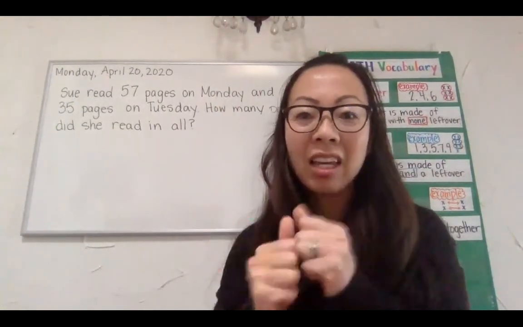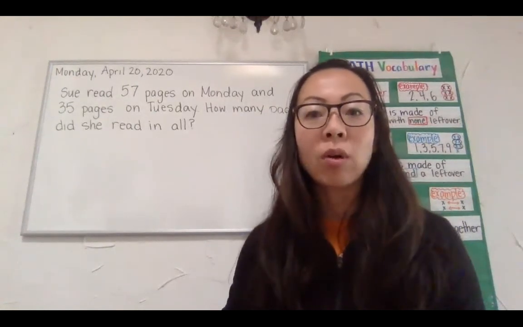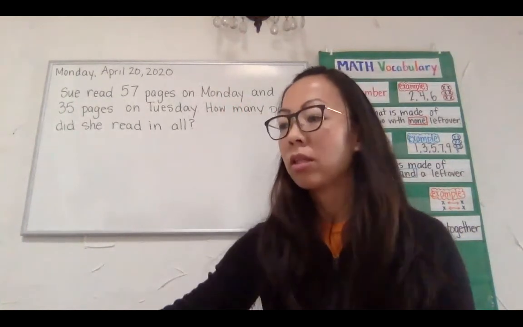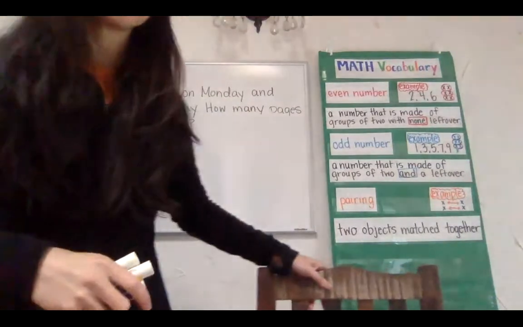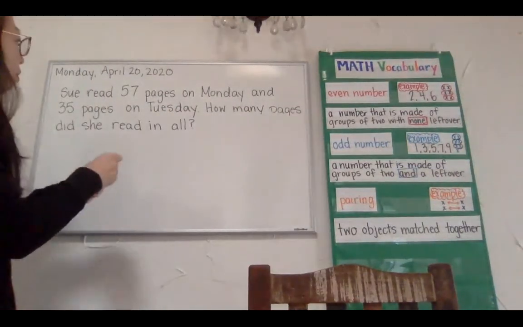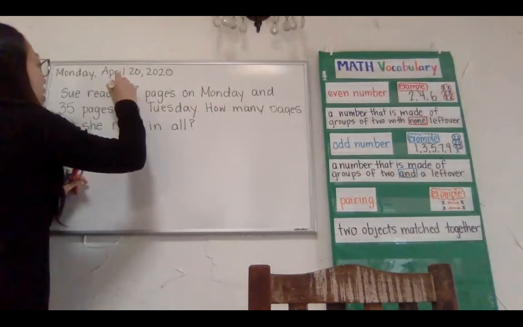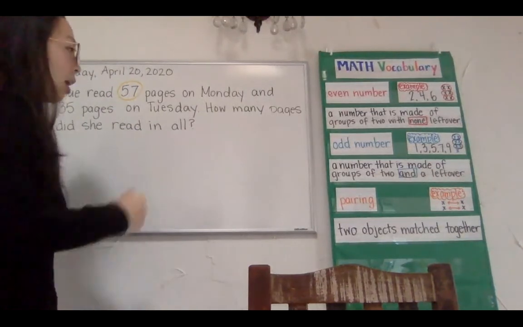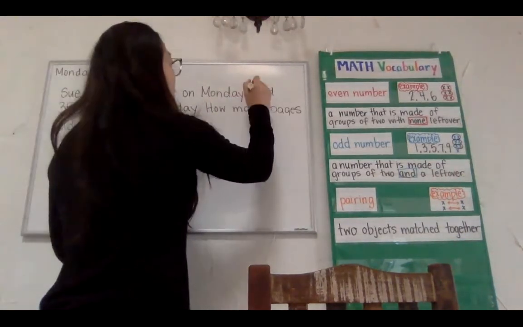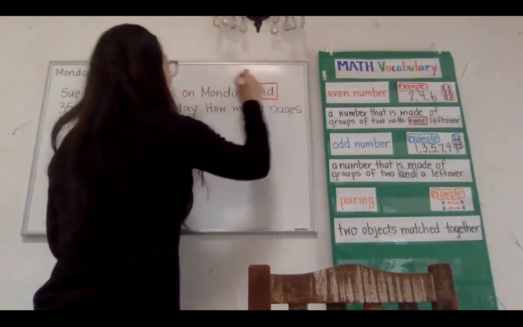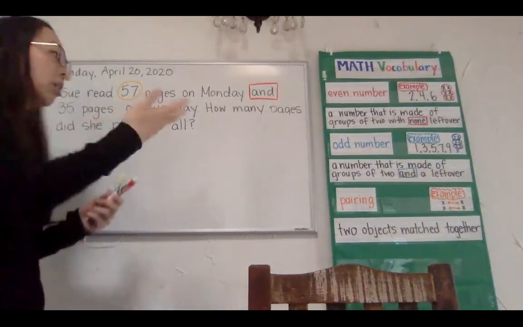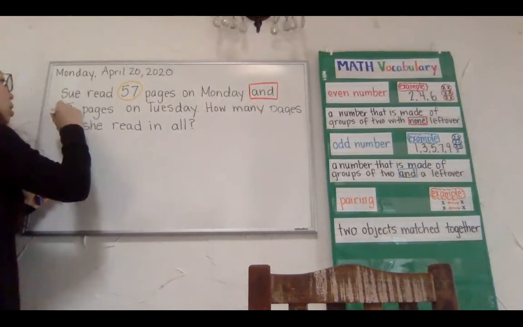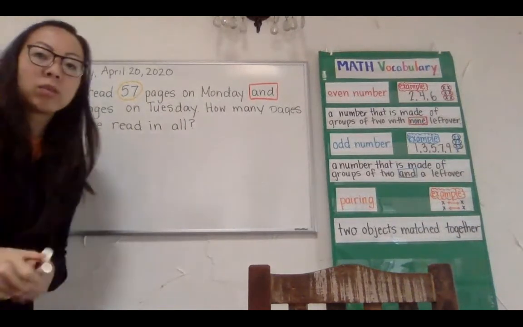Now we really have to take it apart and look for our keywords and numbers. That's job number 2. Okay, let's get to it. Let's find those keywords and numbers. All right, I see here this number 57. But what about 57? It says here Sue read 57 pages on Monday, and I see a keyword here that tells me she did the 57 pages on Monday, and she read some more. Here it is. She read 35 pages on Tuesday. So there are some keywords and numbers.